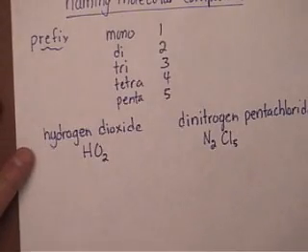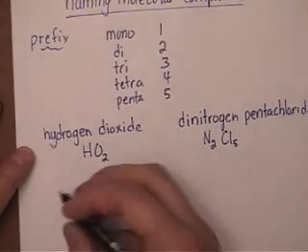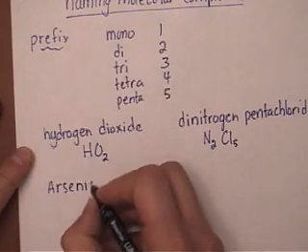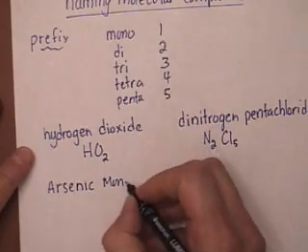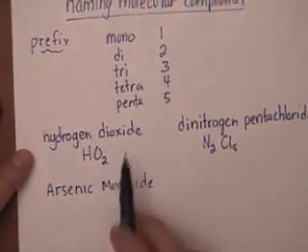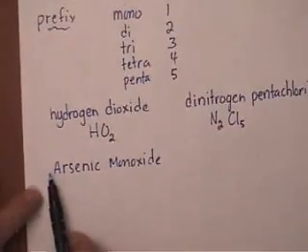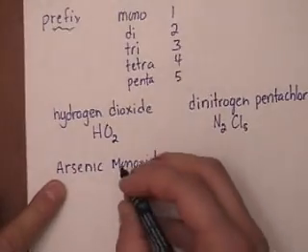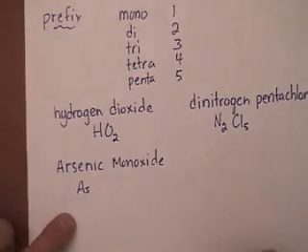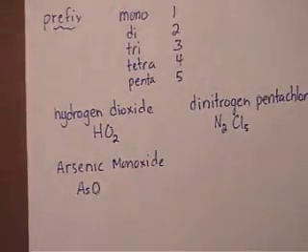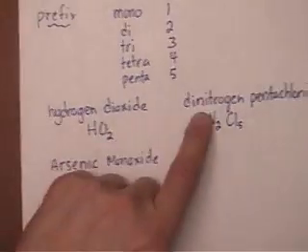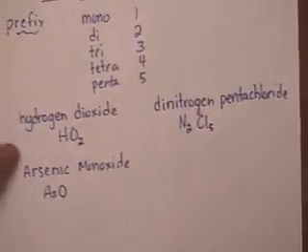Dinitrogen pentachloride. Let's try arsenic monoxide. Now you see your mono. The mono always goes in the second one. It never goes in the first. Okay, so arsenic by itself, arsenic is As. Monoxide is O. There, AsO. Arsenic monoxide. Hydrogen dioxide, dinitrogen pentachloride.